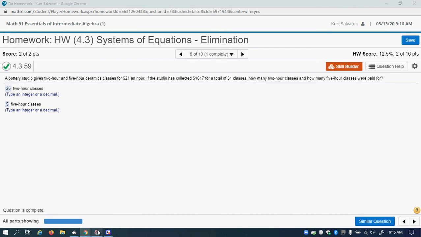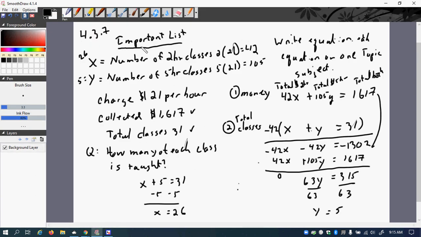I would say the hardest part is using your important list to create the two equations. You have to remind yourself that the equation you write has to be about one particular subject. This one was all about money, and this one was all about the number of classes. That's the trick to writing your equations. After that, it's just using the elimination method for systems of equations to solve it down to the answers. And that's it.